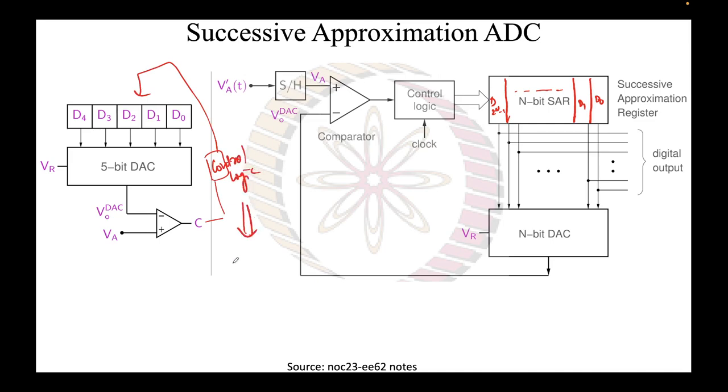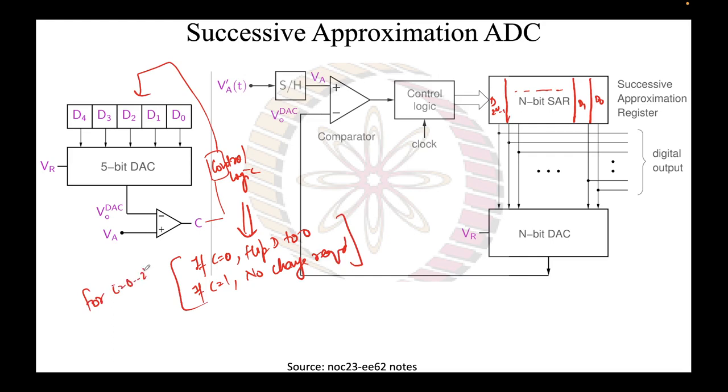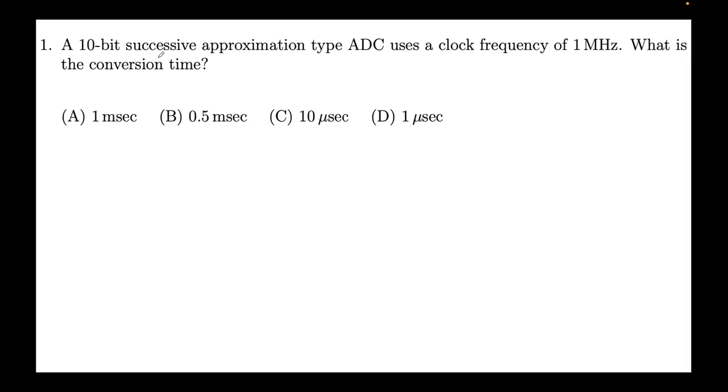So what does this control logic do? If C equal to 0, flip D to 0. If C equal to 1, no change required. And there's a for loop running throughout, correct? Because every bit we shift by 1. So this is running in a for loop for i equal to 0 to 2^n-1. Essentially, this is residing in the control logic. This is not in mathematical or algorithm terms, but this is what the control logic is doing.